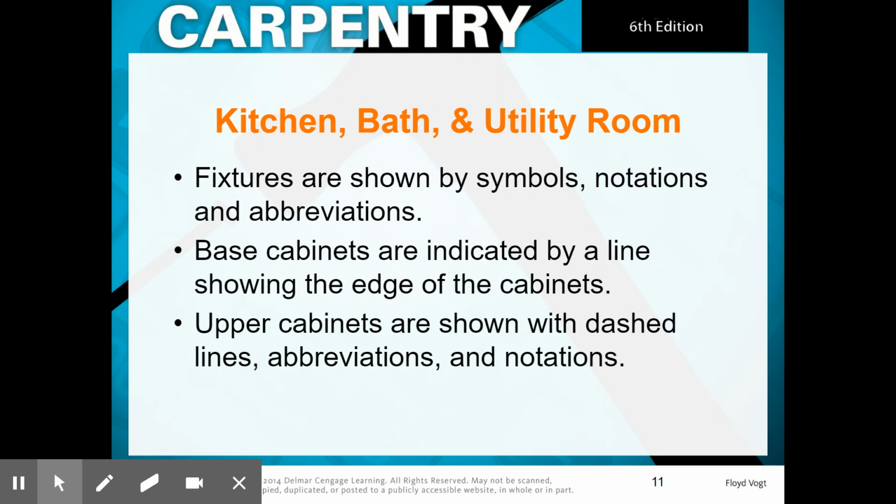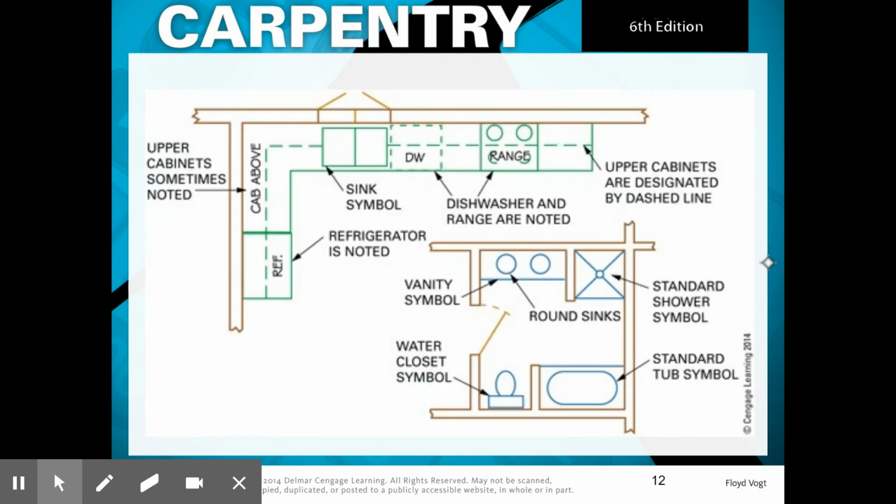Fixtures are shown by symbols, notations, and abbreviations in the kitchen, bath, and utility rooms. Base cabinets are indicated by a line showing the edge of the cabinets, and upper cabinets are shown with dashed lines, abbreviations, and notations. So if we look here, these are our base cabinets, and then up here, our upper cabinets are indicated by the dashed line. And again, if we're cutting 3 to 5 feet from the floor, this would cut through our cabinets.